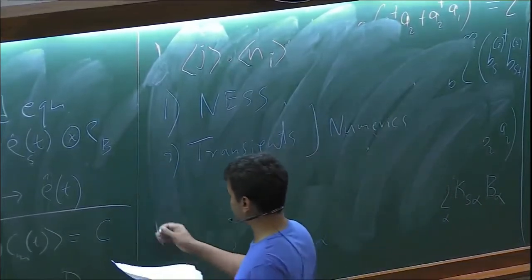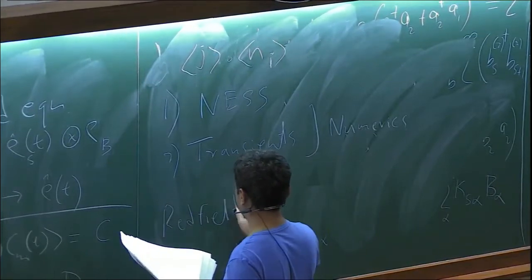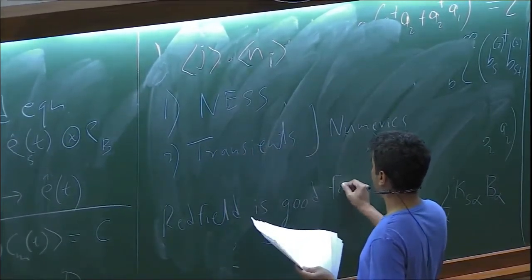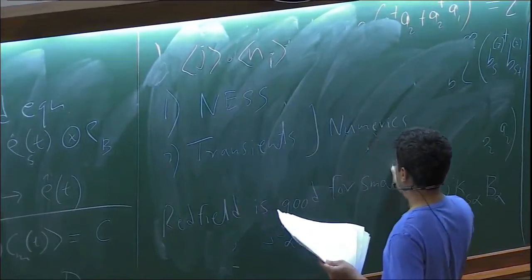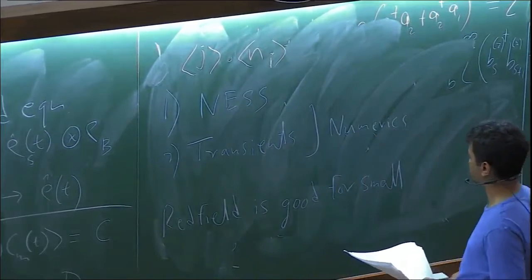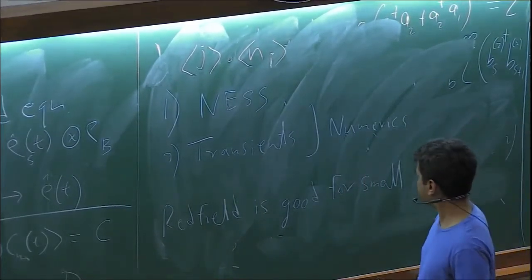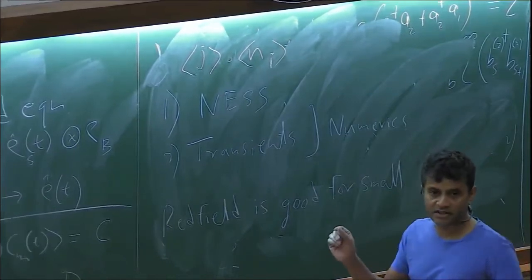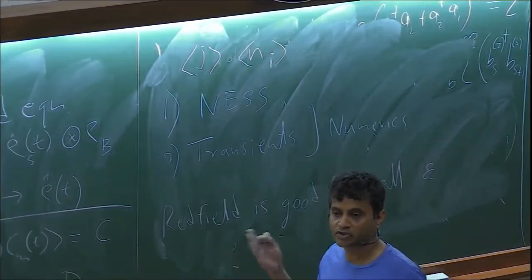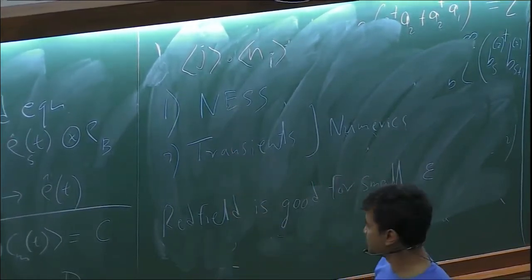And the final result is that Redfield is good for small epsilon. If the system-bath coupling is weak, then in most cases it reproduces both transients and steady state quite well.